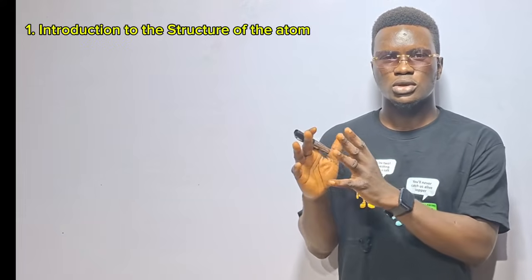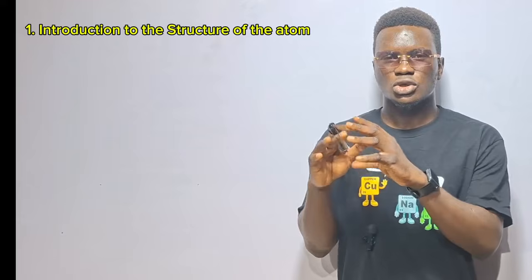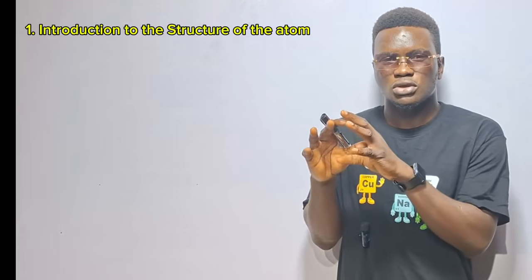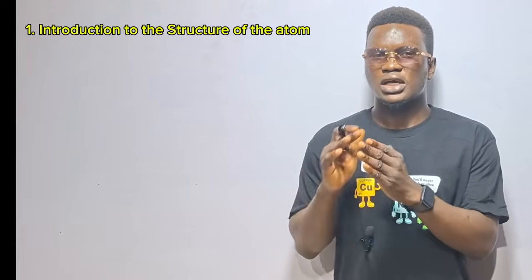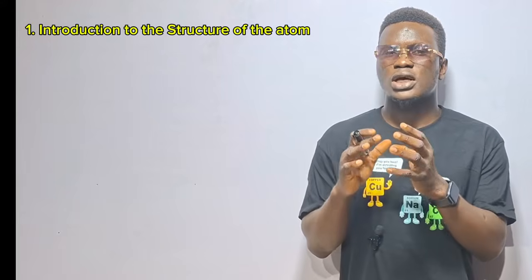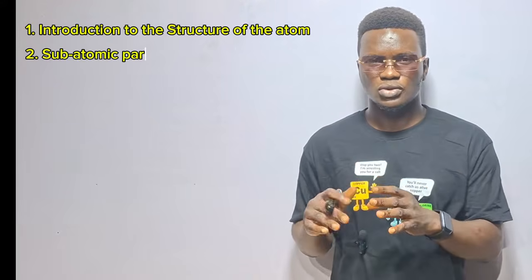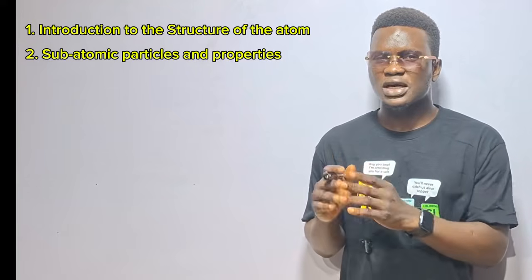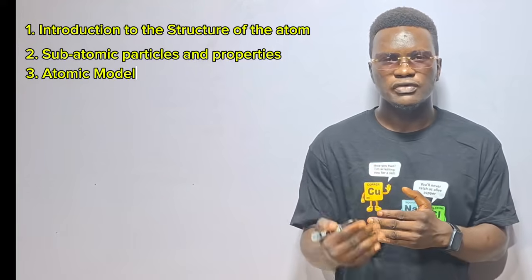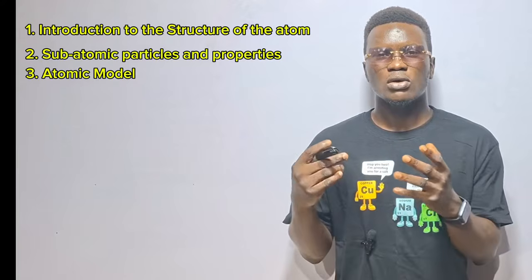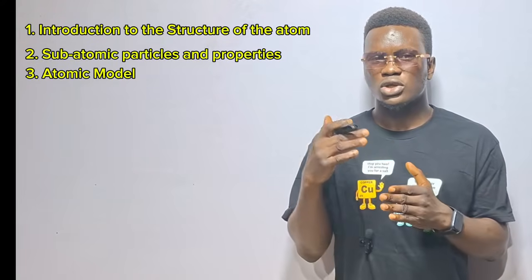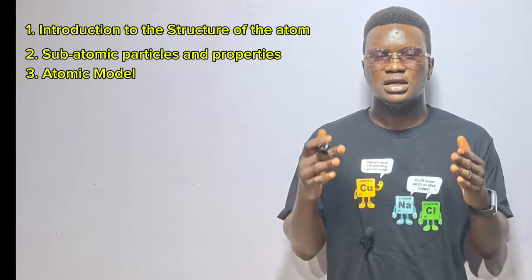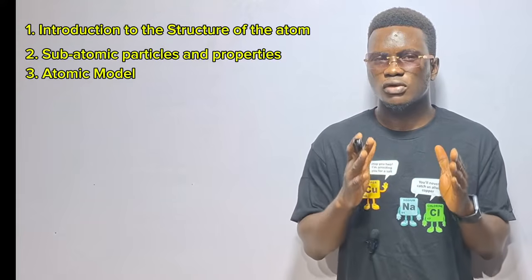So what are the things we're going to cover in this class? I'm going to introduce you to atoms. We'll look at the introduction to the atom, the structure of the atom, and the composition of that structure. Then we'll look at the subatomic particles and their properties. After that, we'll look at the history of the development of the atom, which we call the atomic model. We talk about the different scientists that worked on the structure of the atom.